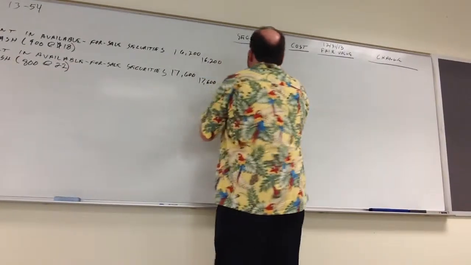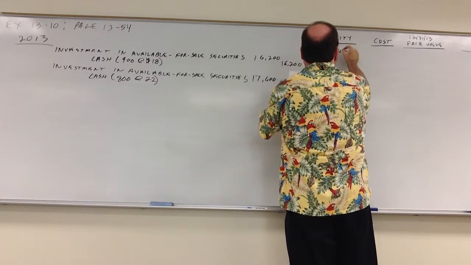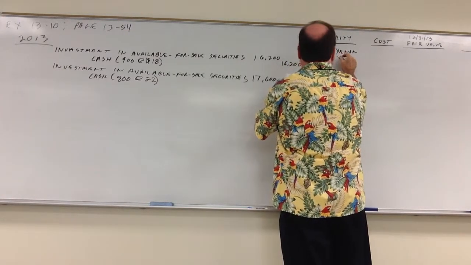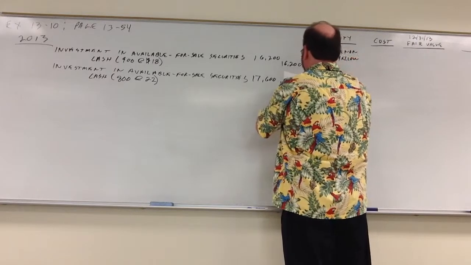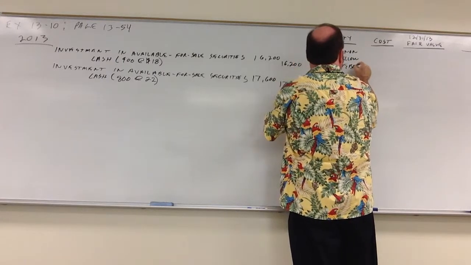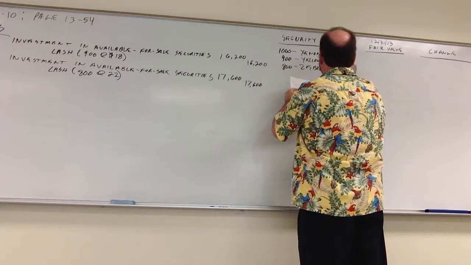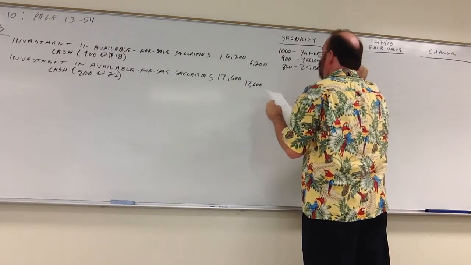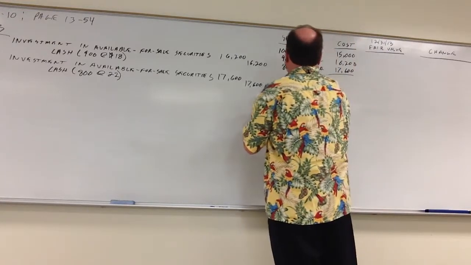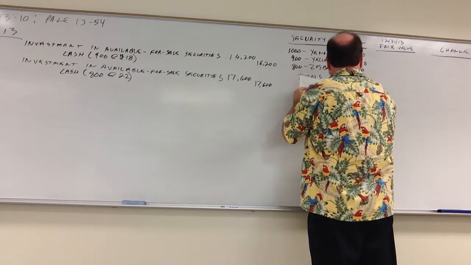All right. So at the end of the year, we have 1,000 shares of Xenon. We have 900 shares of Yellow. And we have 800 shares of Zebra. So the original cost on each of these shares are $15,000, $16,200, and now $17,600. A total portfolio of $48,800.